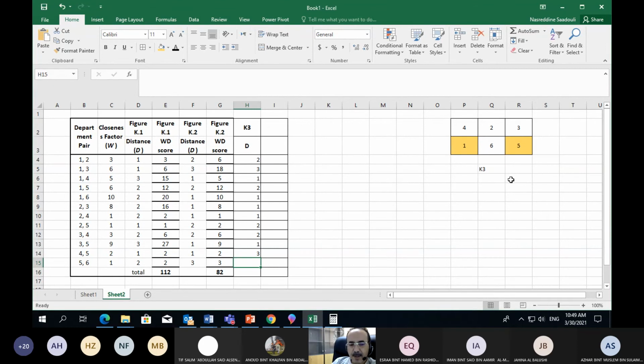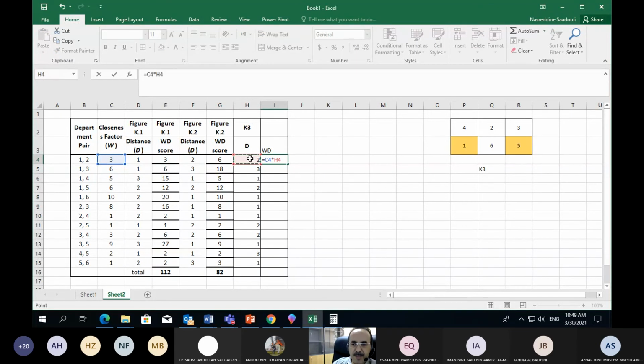Can anyone tell me this last one? What's the distance? 1. Very good. 1. Correct. It's 1. The score, therefore, the WD, okay, is W times D.